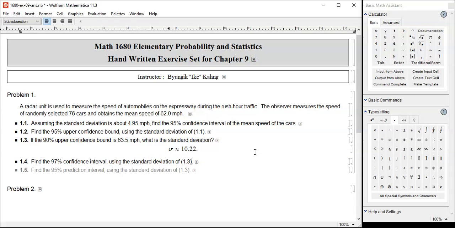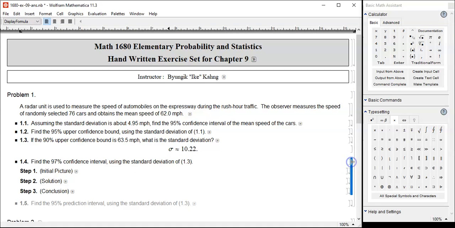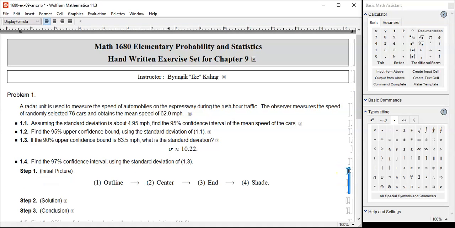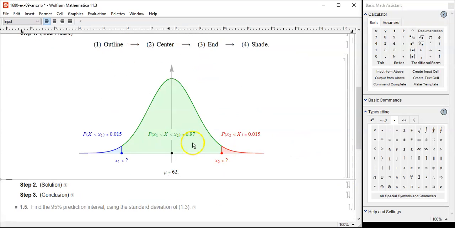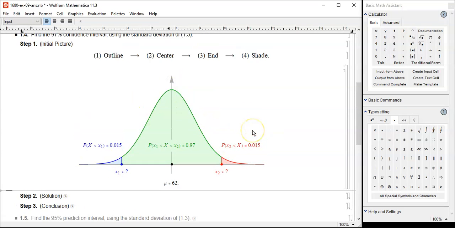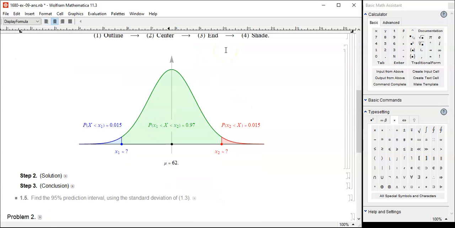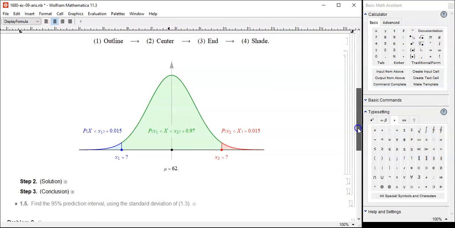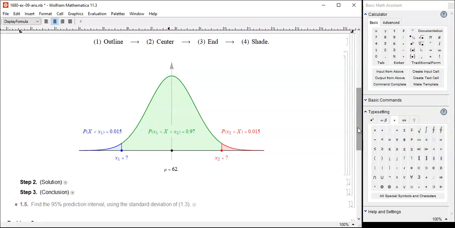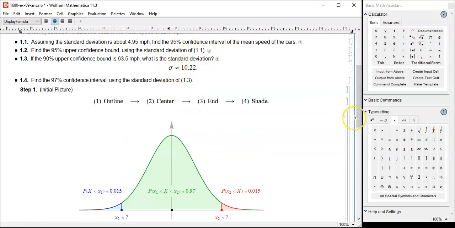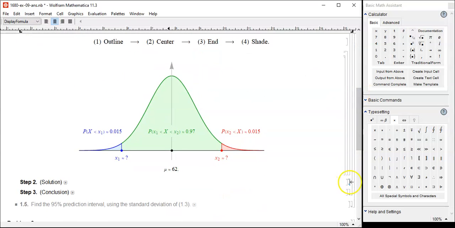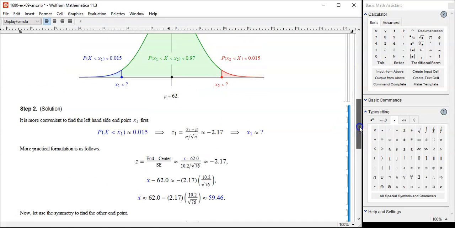97% confidence interval using the standard deviation from here. And let's see. 97% in the middle, so 1.5% there, 1.5% there. And we are going to be using 10.22 as the standard deviation. How do you do that? Well, I'd like to save time. This is just a repetition from previous problem, except we have different standard deviation value. So I can afford going quickly here.